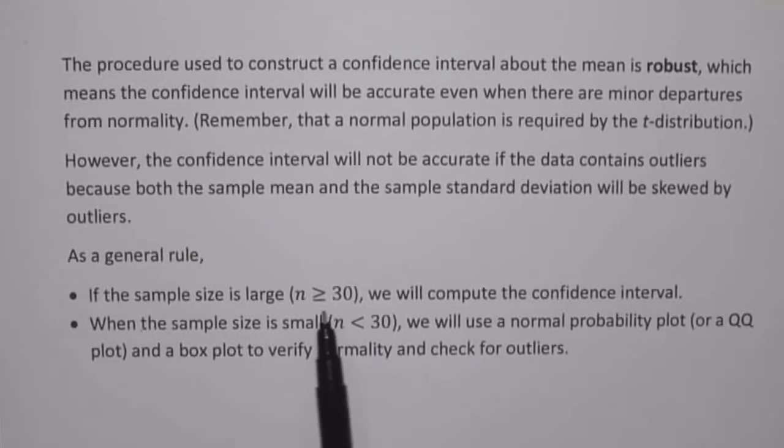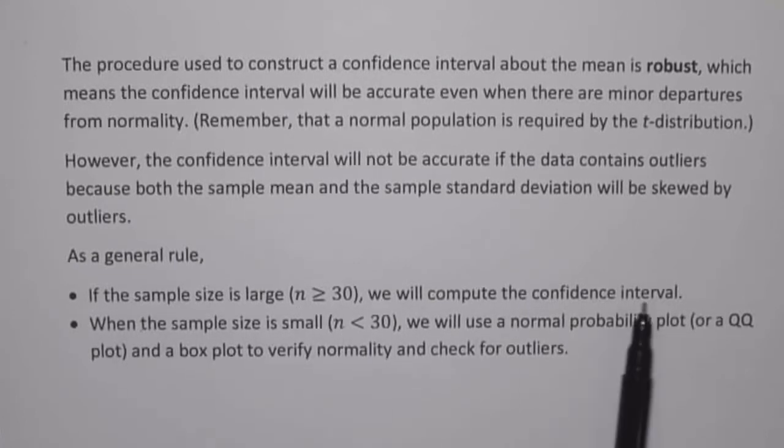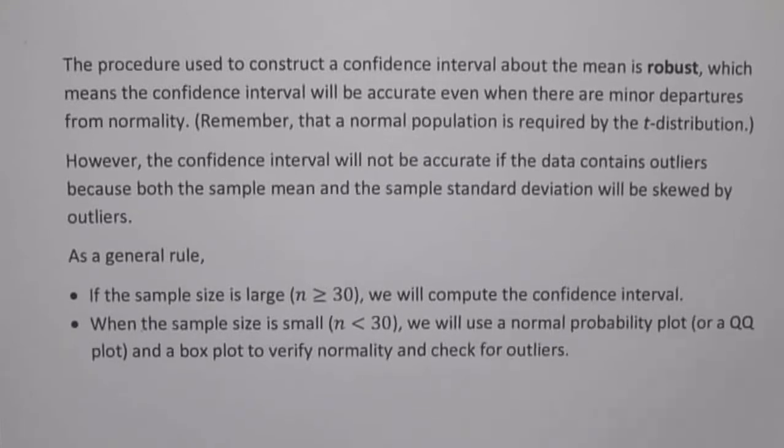If we have large samples, we're not going to generally worry about it. So if our sample size is 30 or bigger, we're going to generally say we're good to go. If we have a sample that is smaller than 30, then we're going to verify normality by doing a QQ plot. We're going to verify that we don't have any outliers by creating a box plot. So we are ready to look at an example.